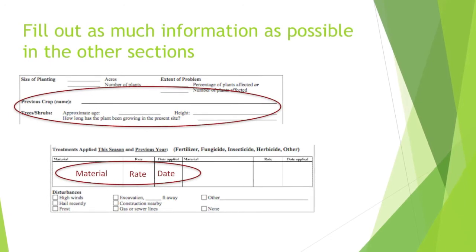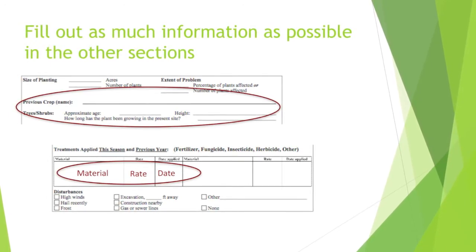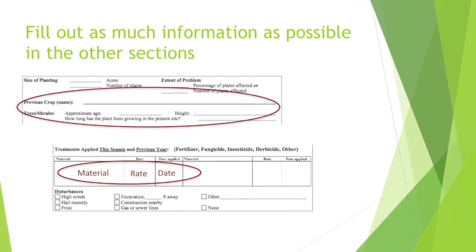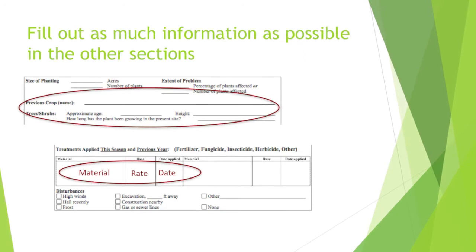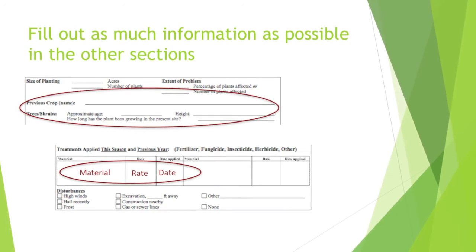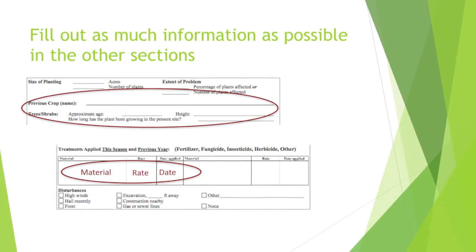Include information on the age and size of the plant. If you are not sure, then it can be helpful to give an estimate. Also include information on any treatments that were applied to the plants during the current season and the previous season, and indicate any disturbances that may have taken place near the plant.